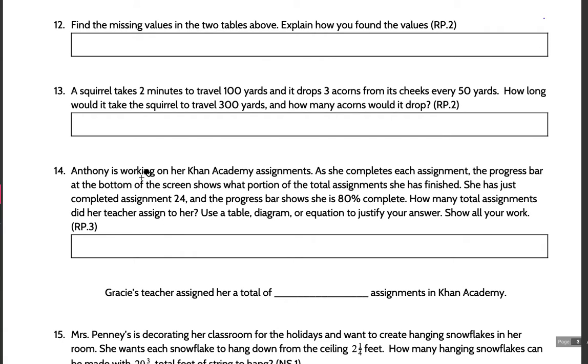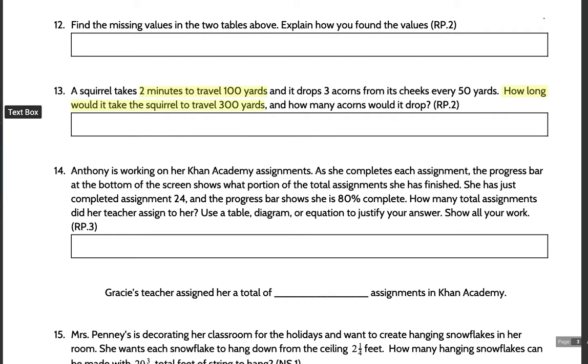Number 13 says a squirrel takes 2 minutes to travel 100 yards and it drops 3 acorns from its cheeks every 50 yards. How long would it take the squirrel to travel 300 yards and how many acorns would it drop? So this is another problem that you could solve using unit rates. The first thing is, how long would it take the squirrel to travel 300 yards?